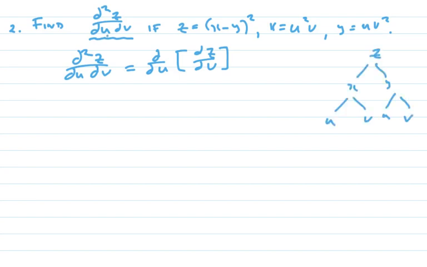The diagram on the right hand side of the screen shows the relationship between all the variables. Z is a function of two variables, x and y, and x and y in turn are each also functions of two variables, u and v. We can now write down an equation for the partial derivative of z with respect to v. Again, we need to follow each path from z down to v at the bottom. So the formula tells us it must be dz dx times dx dv plus dz dy times dy dv, and all of these are partial derivatives.